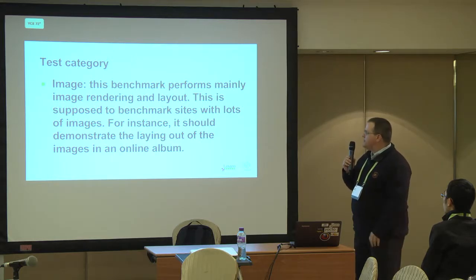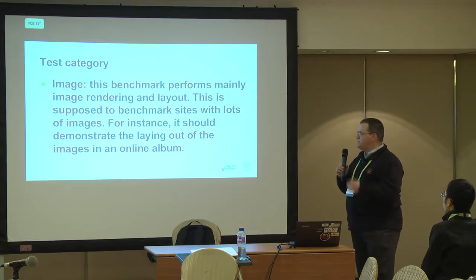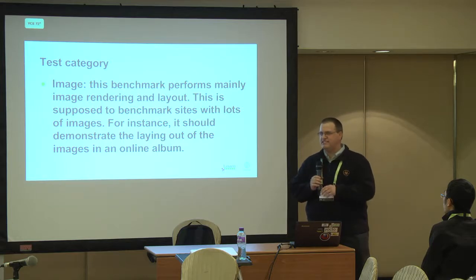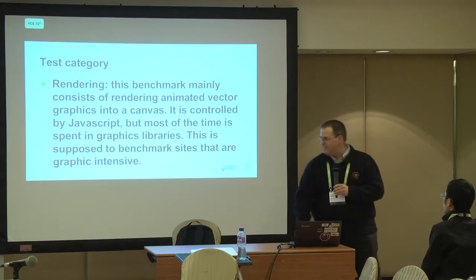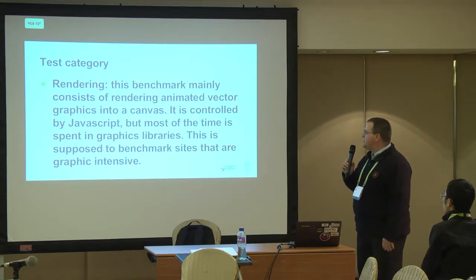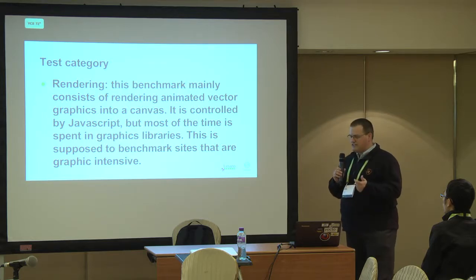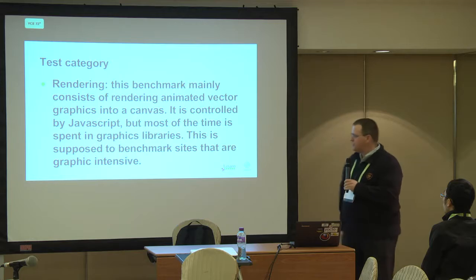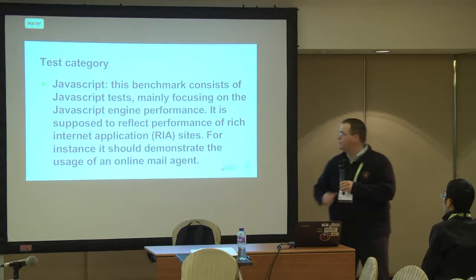The image category is involved mostly with rendering and layout to make sure that things stay where they're supposed to and don't bleed into other regions. The rendering category is more graphics intensive. It runs a bunch of tests that will drive a bit more of your graphics to make sure that the rendering engine is working properly.